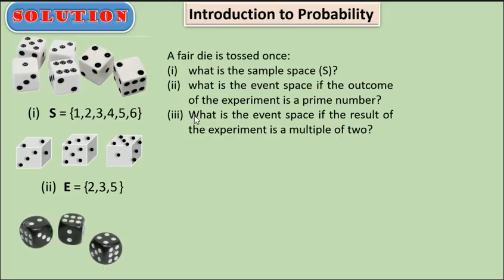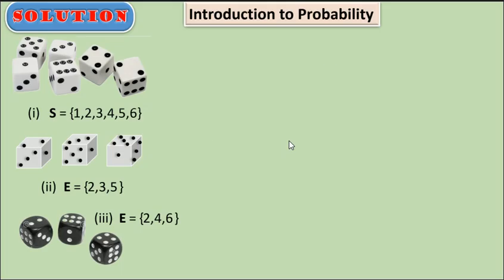Then the next question says, what is the event space if the result of the experiment is a multiple of 2? Multiple of 2, here you have 2, 4, and 6. So therefore, for the multiple of 2, the event space will be 2, 4, and 6. So that gives us the solution to that first question. Very simple question indeed. But remember, we're moving from simple to complex.